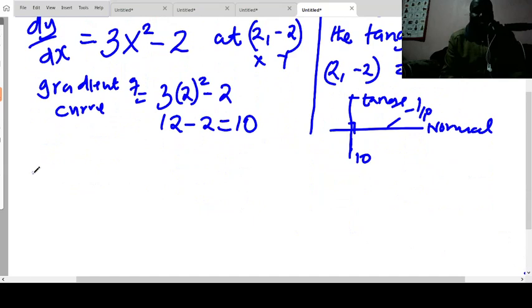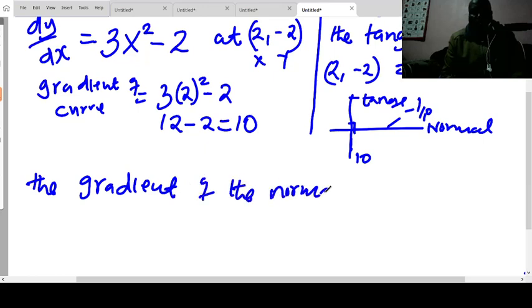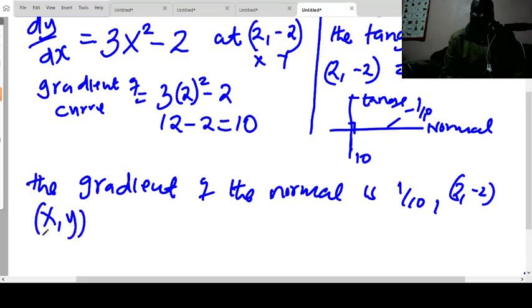Now next we say the gradient of the normal is -1/10. Now we have the gradient, we have the point where they intersect at (2, -2). How do you get the equation of a straight line? Because a normal is a straight line, as you can see. So we have the point and we take a general point x and y. Now this is the knowledge I have taught in the first video, Form 2 work, and this is very important.